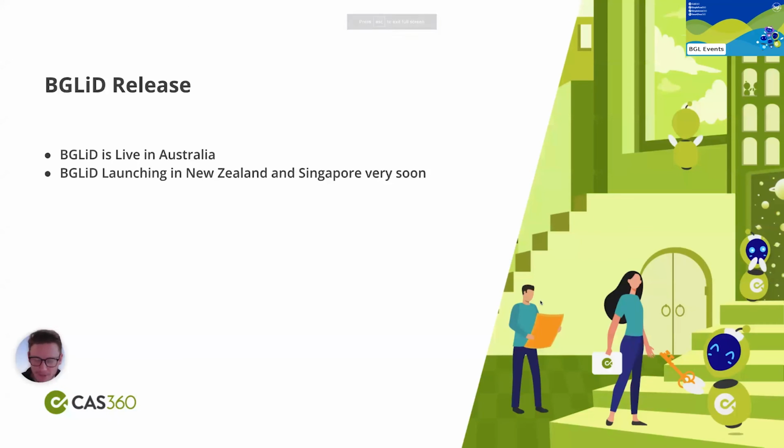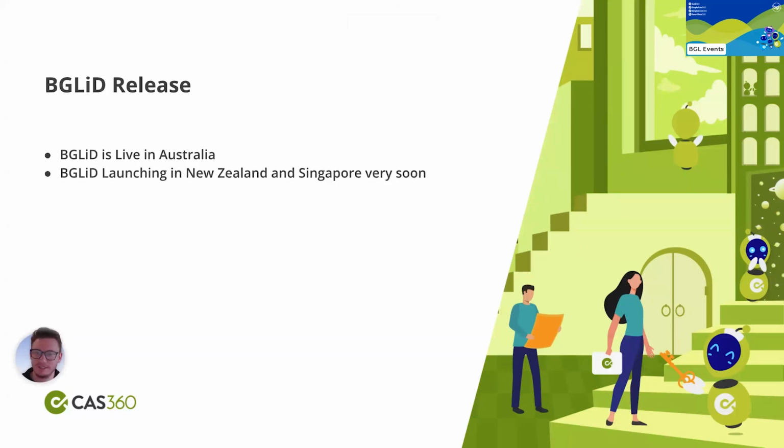So I'll talk a bit about the release of BGL ID. BGL ID is live in Australia for CAS 360 clients. So if you have CAS 360, you have BGL ID. There's no setup, there's no installation. All you need to do is make sure that you've got a credit card attached to your BGL account, and away you go. You can start using BGL ID and you can try it out right now.